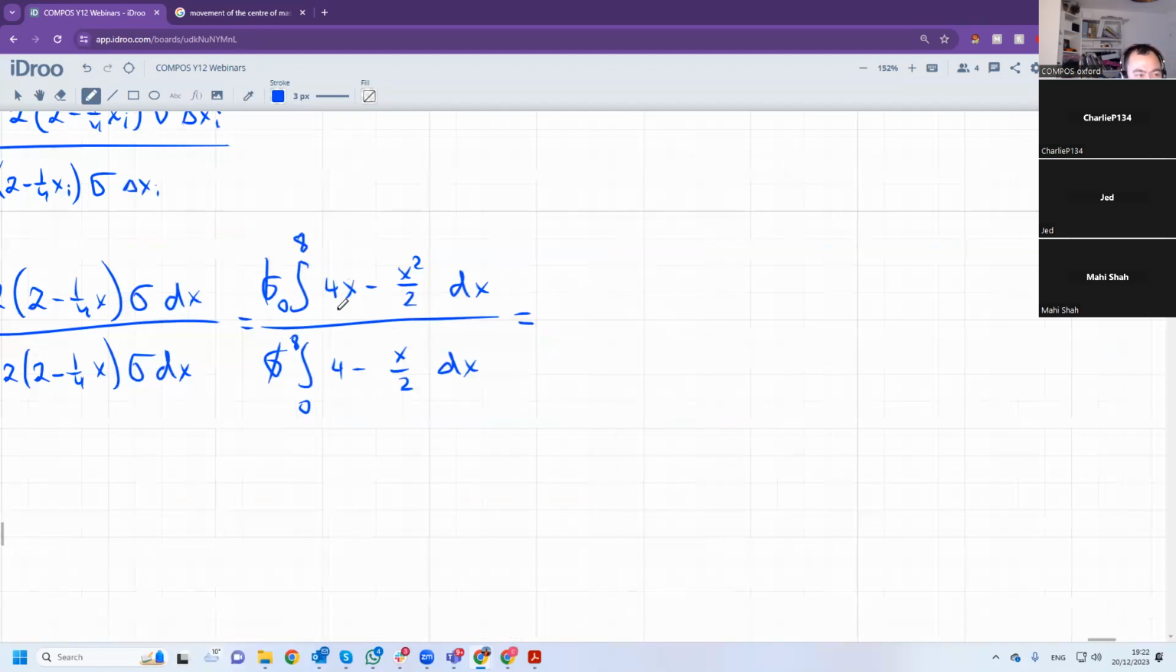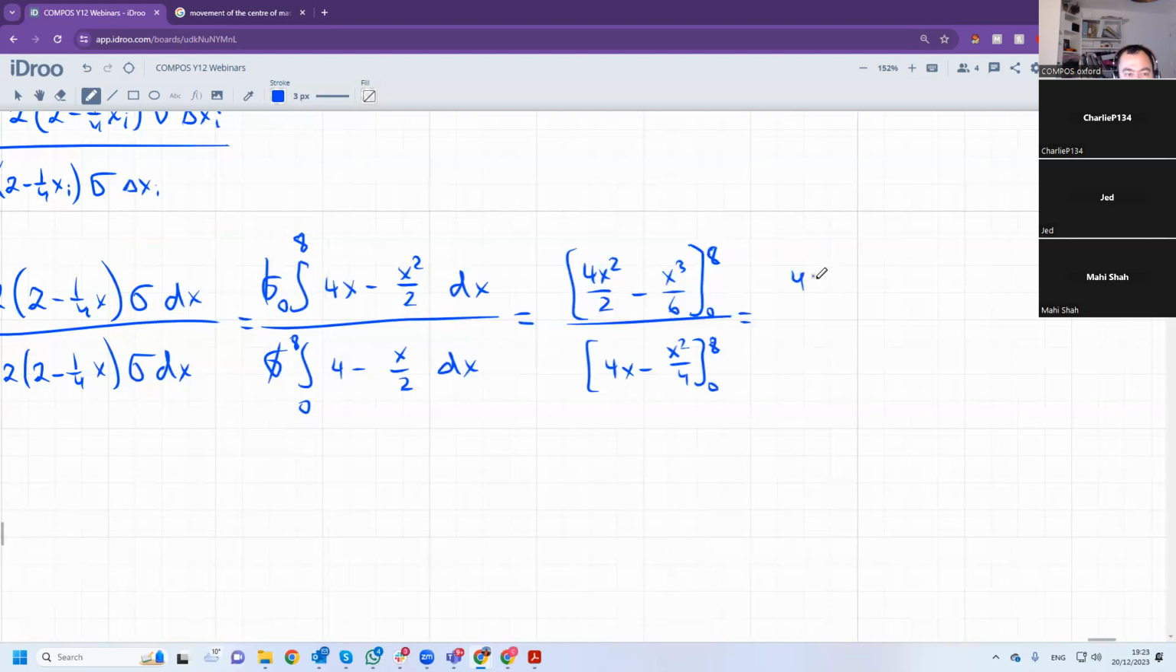From 0 to 8, so we integrate 4x, so that's 4x squared over 2 minus x cubed over 6 between limits 0 and 8, divided by 4x minus x squared over 4, from 0 to 8. And we just substitute 8. So it's 4 multiplied by 8 squared over 2 minus 8 cubed over 6.